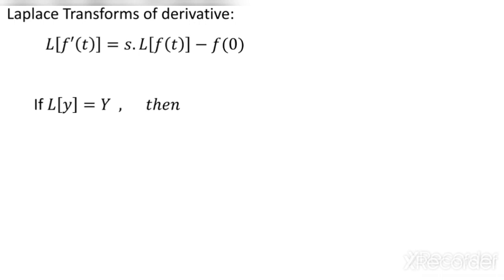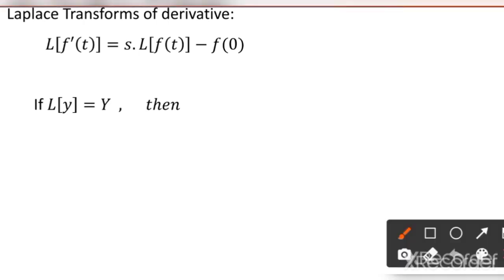So what is the Laplace transform of f double dash of t? If I extend this, the Laplace transform of f double dash of t will be s square L of f of t minus s into f of 0 minus f dash of 0. So how did we get that?